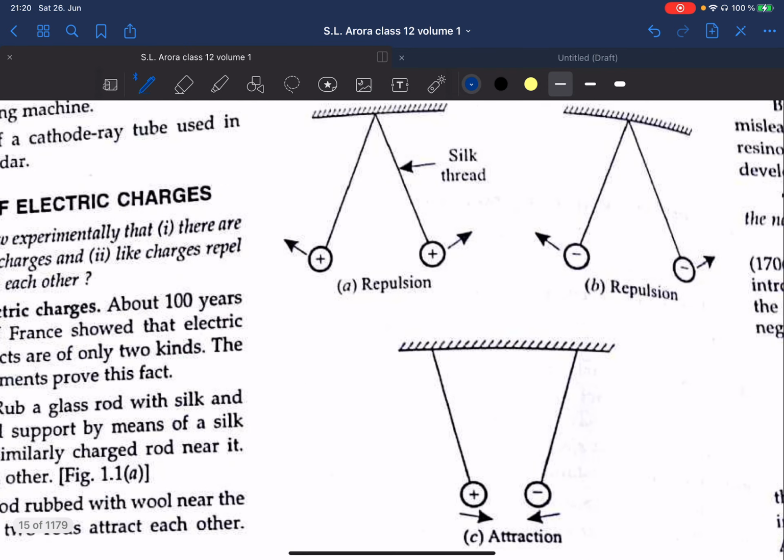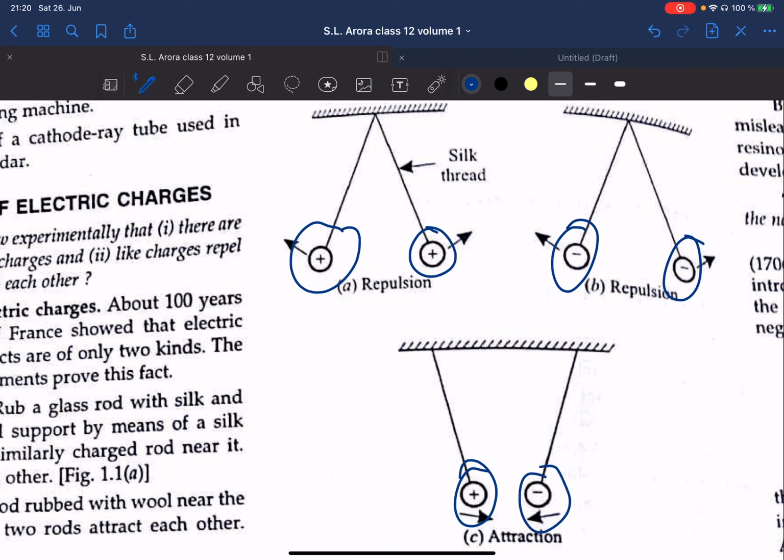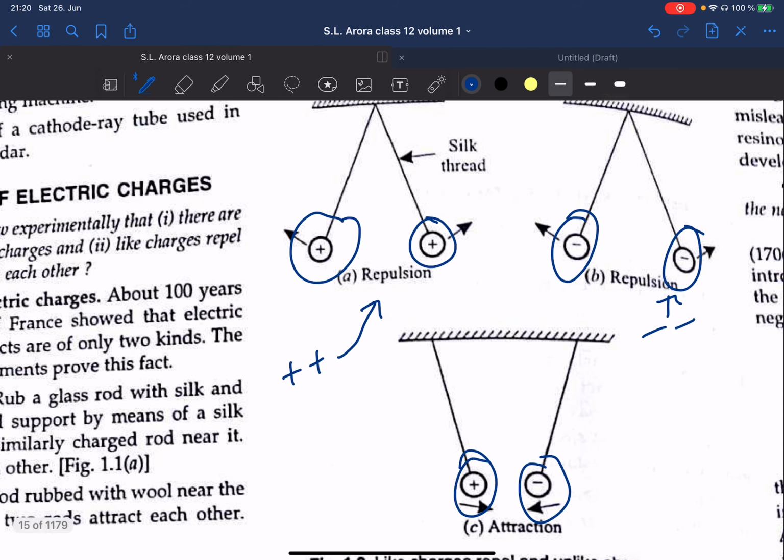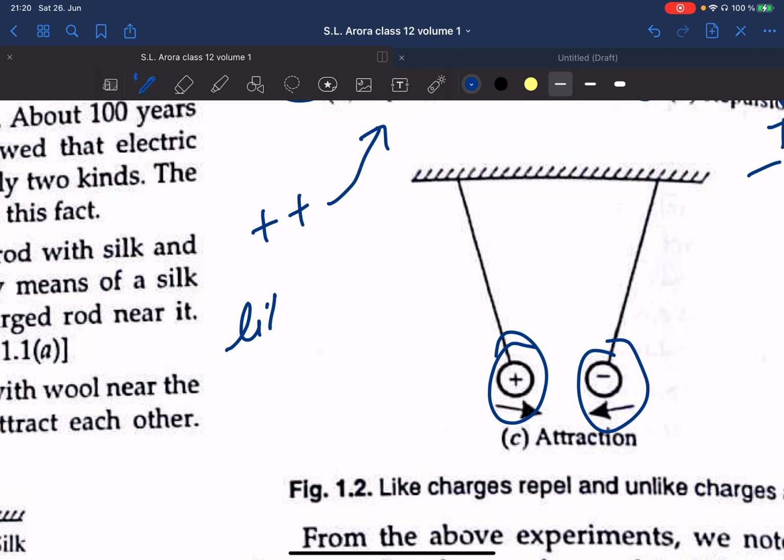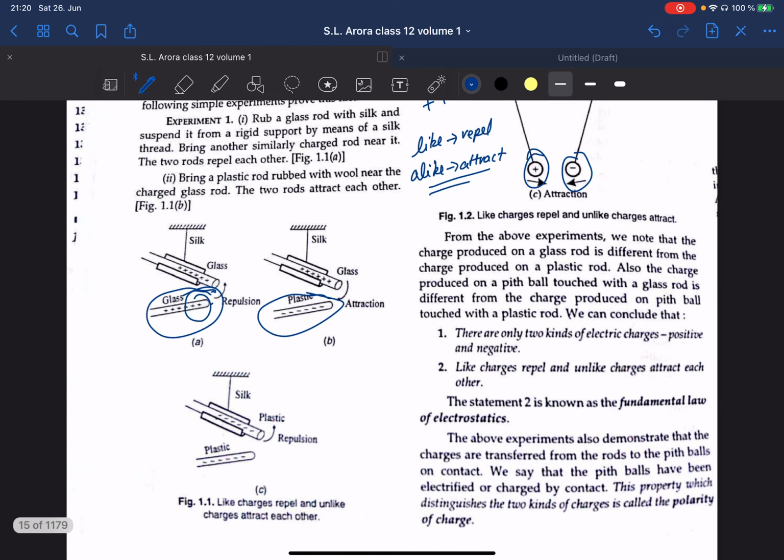So basically, there can be three cases. Positive-positive repulsion, negative-negative repulsion, positive-negative attraction. That means like charges repel, unlike charges attract.